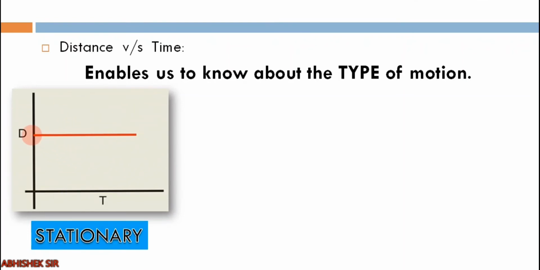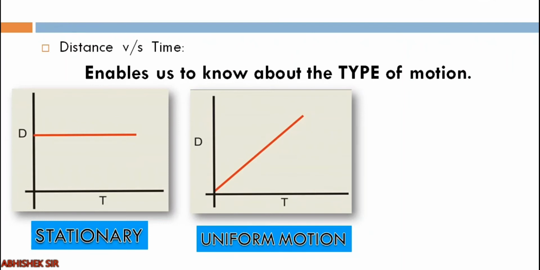So the position is not changing but time is changing. So the object is not at all moving. It is said to be stationary. So anywhere you look at this graph, a straight line graph which is parallel to the x-axis will always show that the object is stationary.